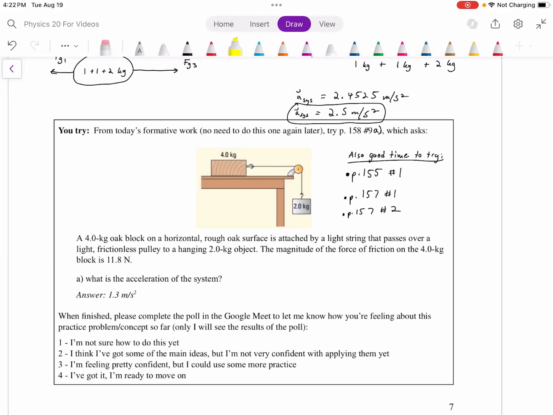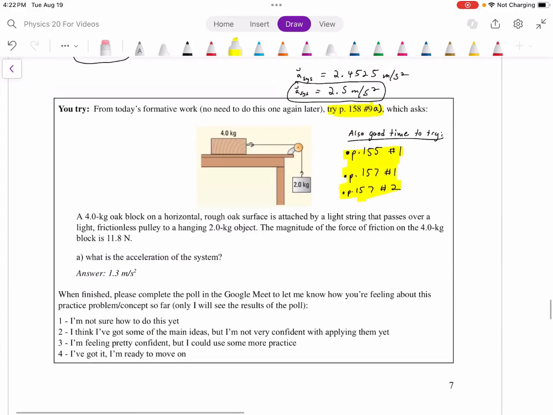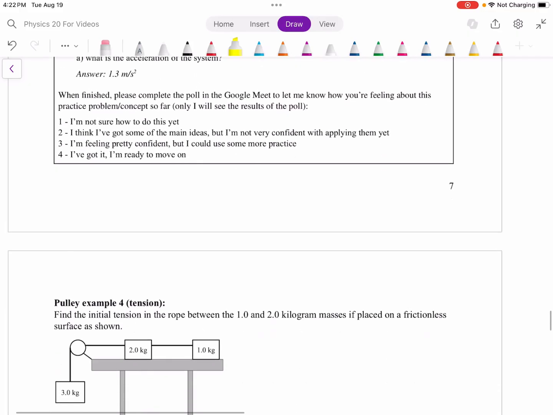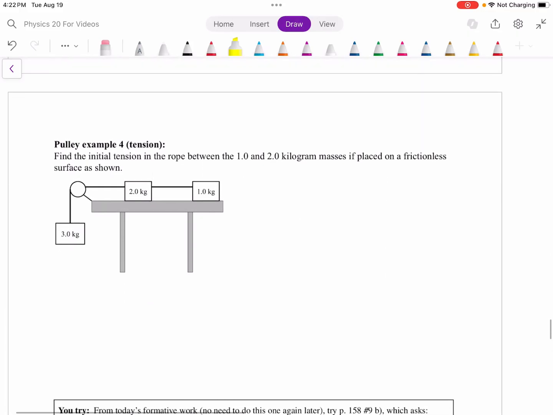All right, so pause the video, try this one out for sure, okay? And then it's also a good time if you'd like to do a little more practice now before moving on. We only have one example left, but you could also try those ones out. All right, now we'll return to this example here, which was the one I mentioned earlier, where we will see what happens when we need to think about the tension in a certain part of the rope.